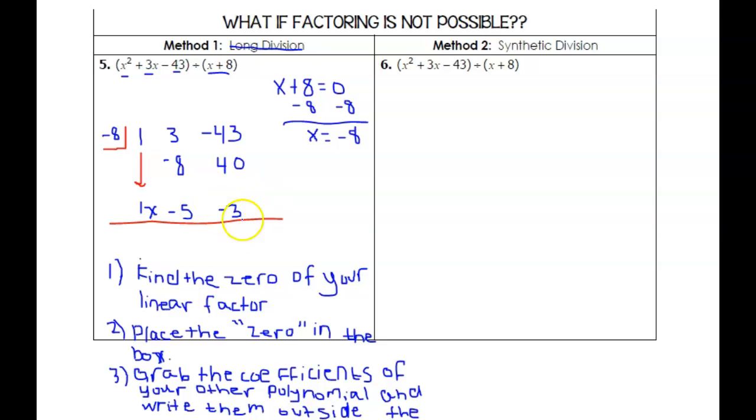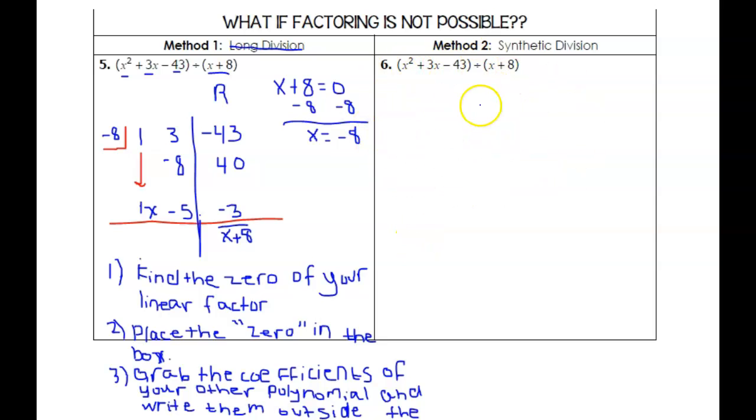Now this minus 3 here is what's called my remainder column. Your last column will always be a remainder column. It's either going to have a value or 0. What you do with the remainder is you write it with your equation, but you put your linear factor underneath the remainder. So my linear factor x plus 8 is written underneath. Okay, so here's my answer: x minus 5 minus 3 over x plus 8. That is my solution.